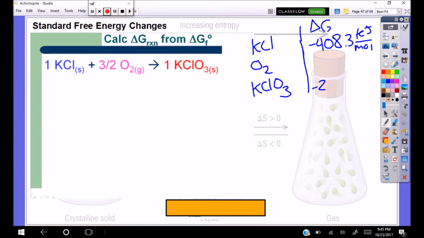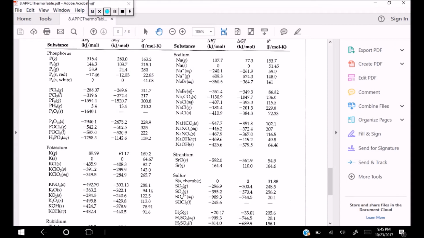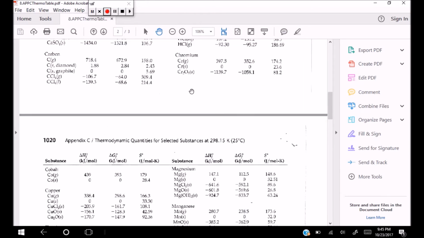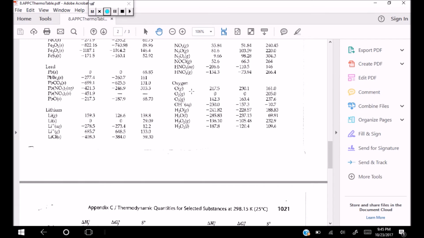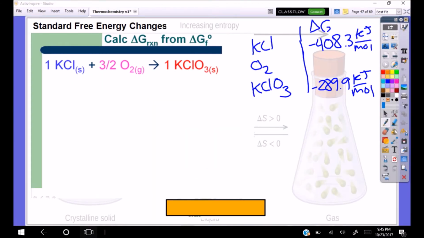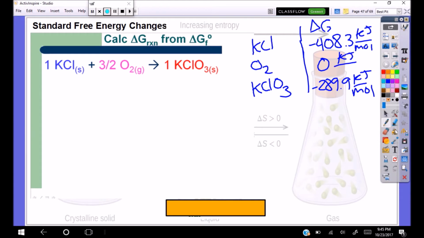So negative 289.9 kilojoules per mole. And then oxygen, believe it or not, because it's in the standard state. Here it is, O2. The standard state of gas is 0, or delta G of 0, sorry. So I've got kilojoules per mole. Okay, so in our setup, we got products minus reactants.